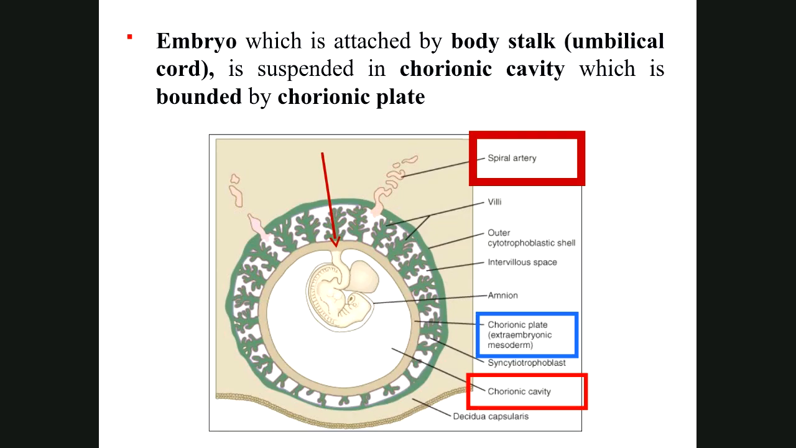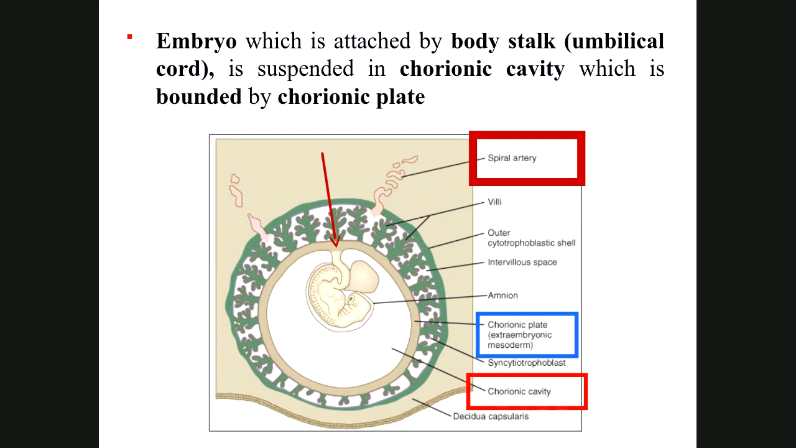Right. So now in this diagram, just orient yourself. The embryo, which is attached by a body stalk, now called the umbilical cord, is suspended in the chorionic cavity, which is bounded by the chorionic plate. Are you all orienting yourself?